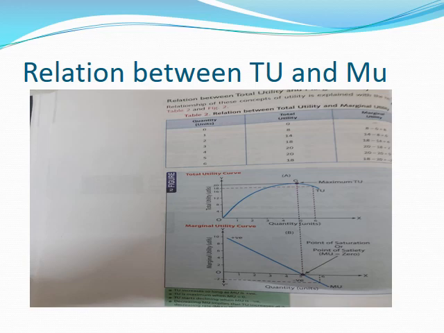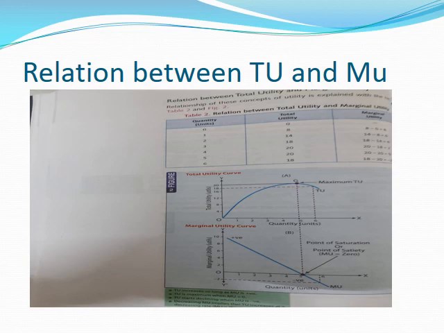1, 2, 3, 4, 5 and 6. Then you mark the points. When we consume 1 unit, we get satisfaction of 8 utils. In case of the second unit, 14 utils. In case of the third, the total utility derived is 18. In this way, at the fifth unit, the total utility is maximum, which is 20. Then if we further consume the commodity, that is the sixth unit, the total utility goes on decreasing. That is, it comes back to 18.